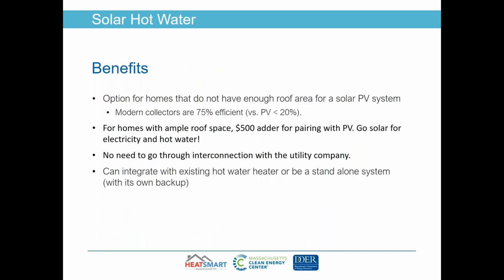So now let's talk about some of the benefits. In essence, this is a very efficient system. You're not having to transfer solar energy into electrical energy. You're just able to take the heat from the sun directly and put it straight into your house. And that means you need much less surface area to have a full home system. Like I said before, there's an additional $500 if you also have a solar PV system on your roof.